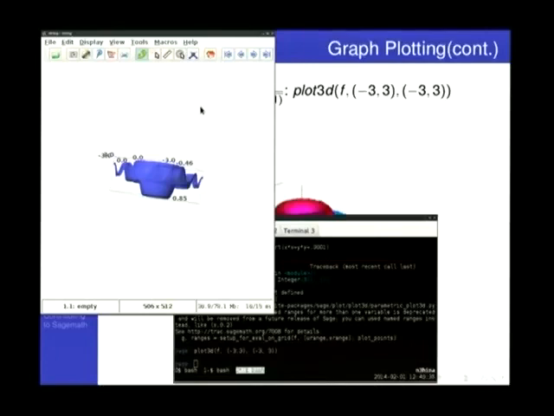Yes, I have a question. So, how is Sage in comparison to other frameworks like MATLAB or like Maple? And why is it not as popular as them?